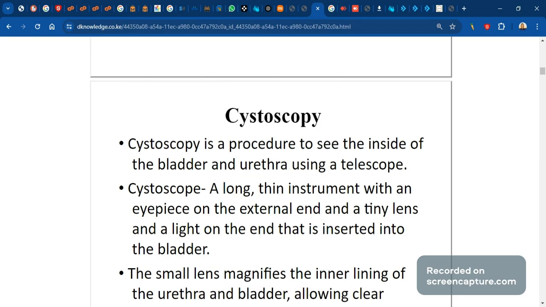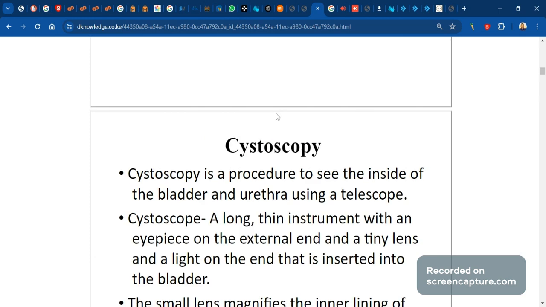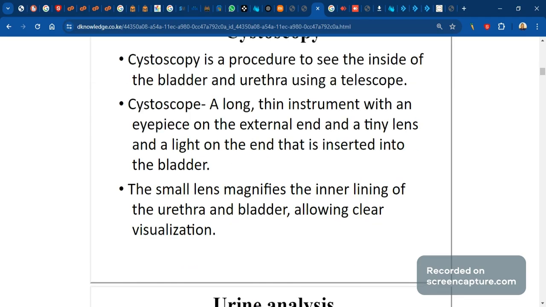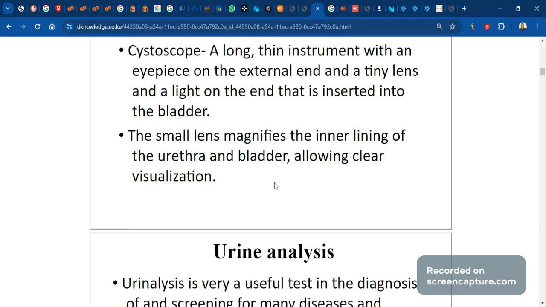So cystoscopy and cystogram are two different things. Cystography is a diagnostic process that uses X-ray to examine the urinary bladder, while in cystoscopy, the word scopy is like a telescope. Cystoscopy is a procedure where you want to see inside the bladder. You pass a telescope-like gadget through the urethra. The cystoscope is long and thin, with an eyepiece on the external end and a tiny lens and a light on the end that is inserted into the bladder. The small lens magnifies the inner lining of the urethra and the bladder, allowing clear visualization.